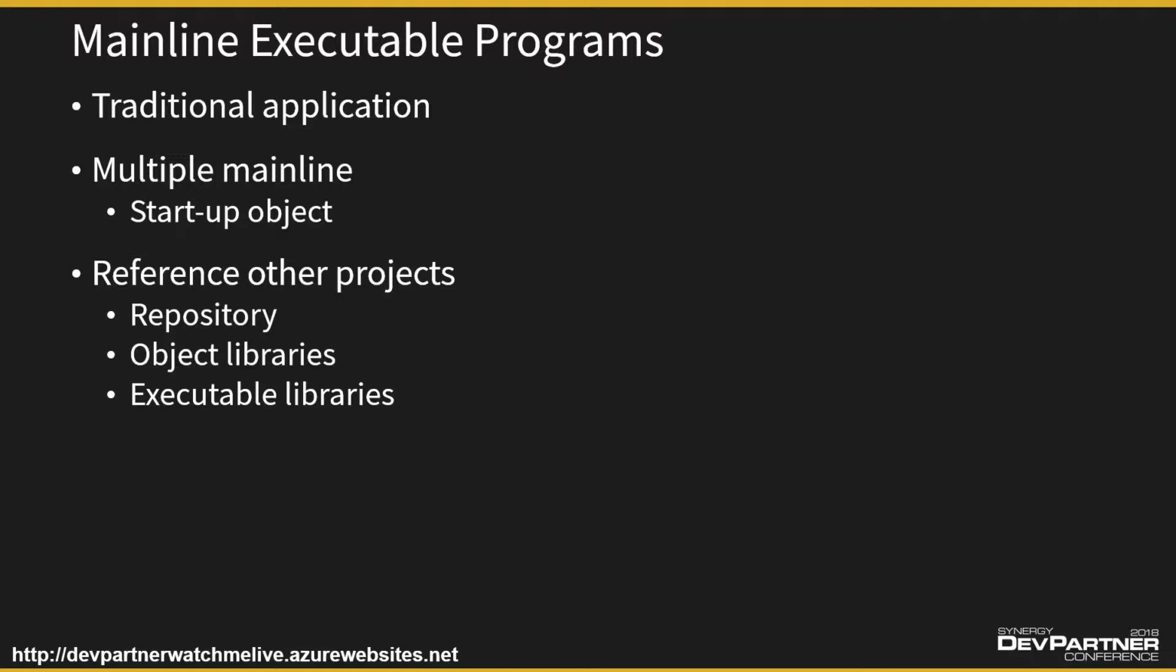Now, you can reference any and all of the project types, including ELB and the executable library projects and object library projects, etc., and the repository projects. And then if you do that, if you change something in your object library, that'll cause the ELB to build. If you reference the ELB in your mainline projects, that'll cause your mainlines to build.